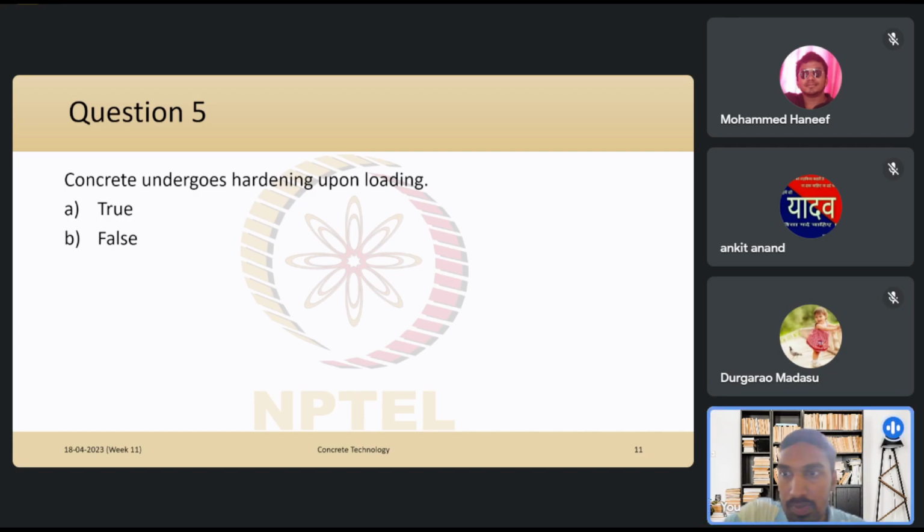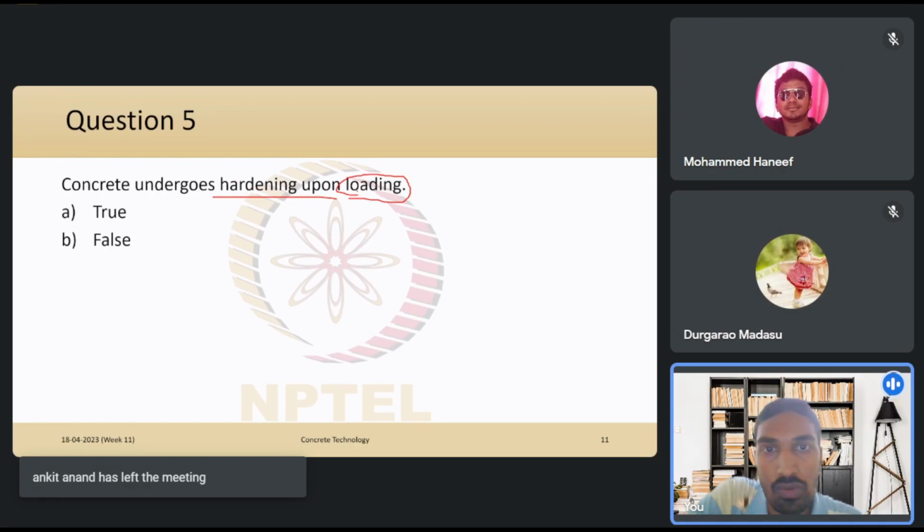Okay, so we have one vote for option A, true. Any other answers? Okay, so let's take a look at the answer now. So the right option is B, false, right? We are talking about the hardening process. So it is not dependent upon the loading condition, right? Whether you apply load or not, it does not affect how your concrete is going to harden. Loading is not going to help you harden it. It is the hydration process which governs the hardening and not the load application. So therefore the right option is false.